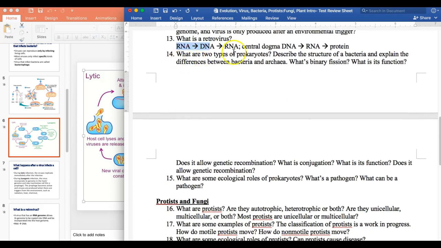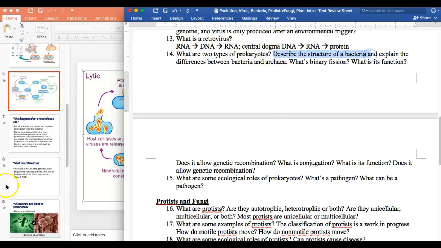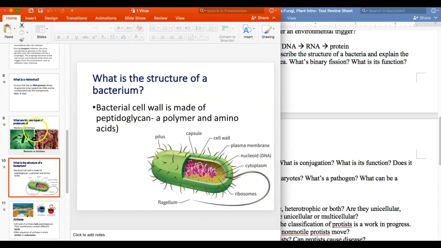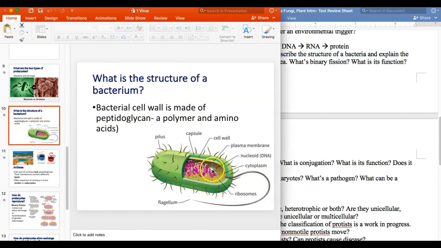The next one, what are the two types of prokaryotes? That would be bacteria and archaea. Describe the structure of a bacteria. You can just remember this picture. A bacteria does not have a nucleus. It does have DNA. It has ribosomes, a cell wall, cytoplasm, and potentially a flagellum. Pili are kind of similar to cilia.